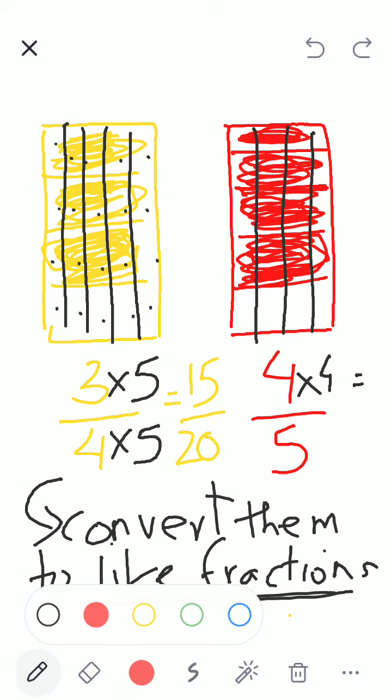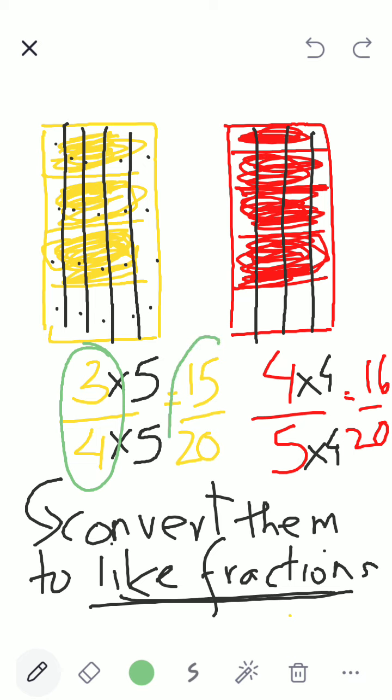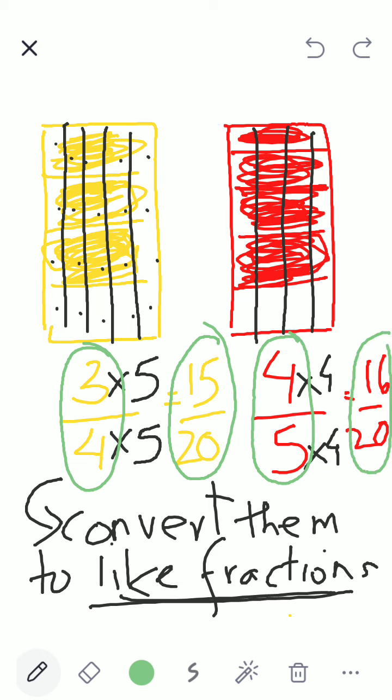Okay, children. Into 4, so I have equal to 16 out of 20. So what did I do, children? First, I converted the original fraction into like fraction. What was the original fraction? The original fraction was 3 by 4. Then I converted it into 15 by 20. The other original fraction was 4 by 5. I converted it to 16 by 20.